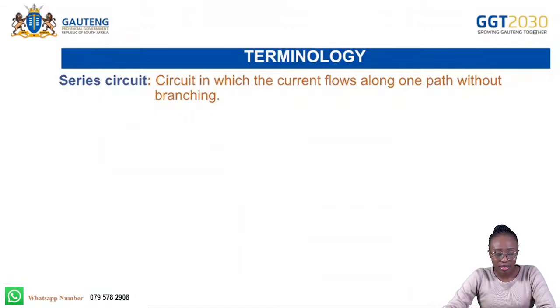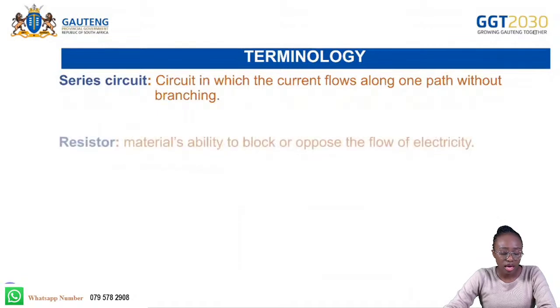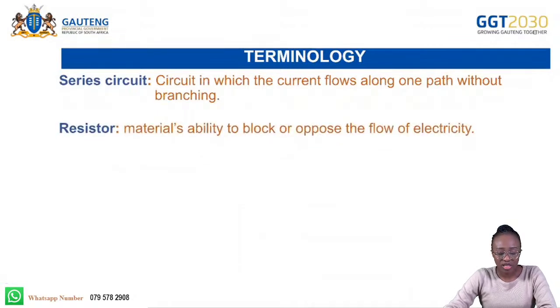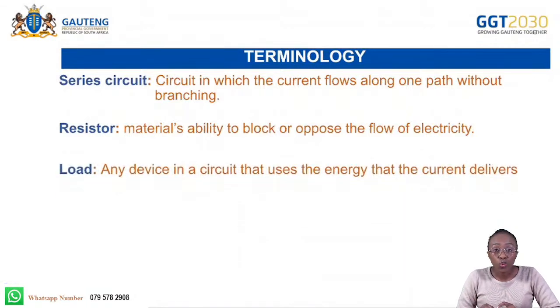This is a circuit in which the current flows in one path, or rather along one path without branching. Resistor, this is a material's ability to block or oppose the flow of electricity. Load, any device in a circuit that uses energy that the current delivers.